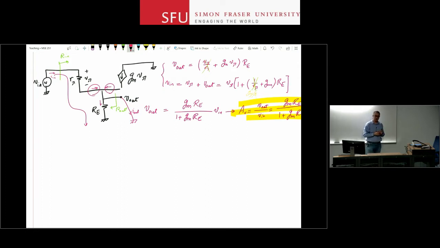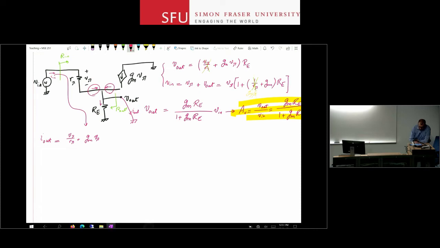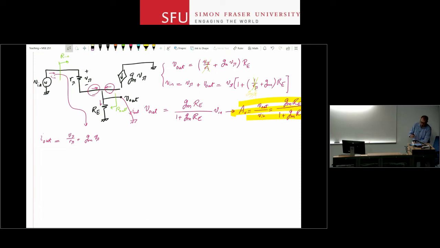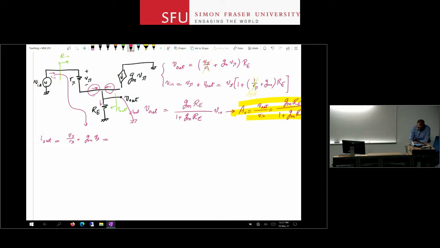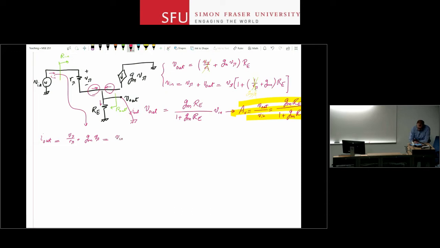If you said beta plus 1, you're right. So let's do the calculation from the small signal point of view. I out in this case is going to be V pi over R pi plus GM V pi, right? So the current from the left side plus the current from the right side. However, if I make the emitter grounded, V pi is equal to V in. So it's going to be V in times 1 over R pi plus GM.